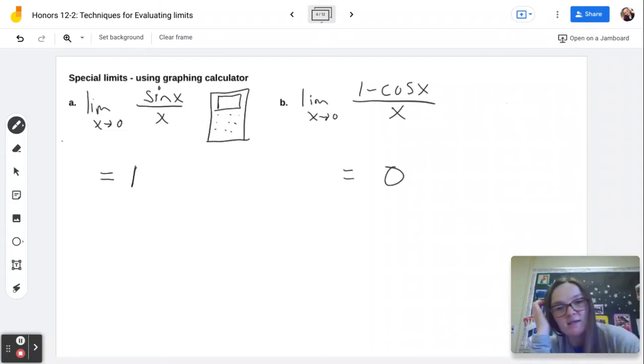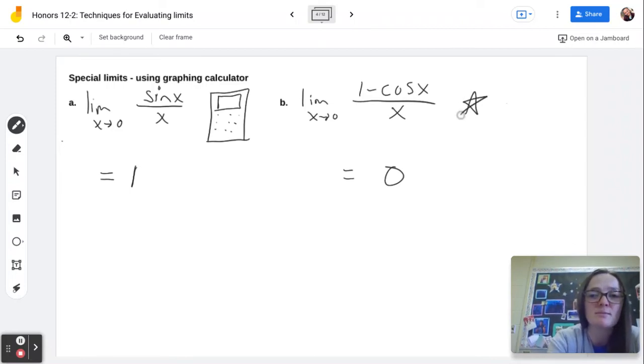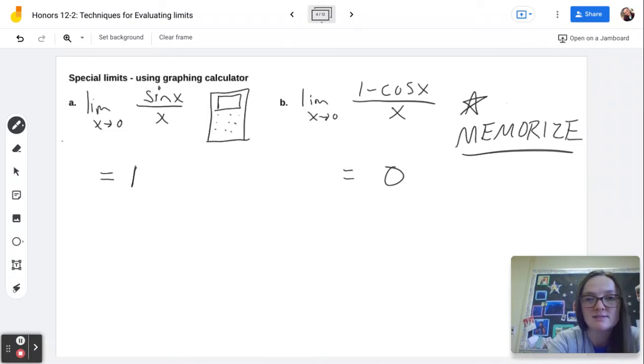Okay, so taking a look at the table, you should have gotten something that was getting close to 0 on both the left and the right. We could have probably been getting like 0.001 and then negative 0.001 or something along those lines. So the answer here would be 0. Okay, so those are the special limits. You are going to have these in your memory. So these ones are just like memorized ones. There's just 2 of them, so no big deal. But these are the ones that you're going to have to memorize.